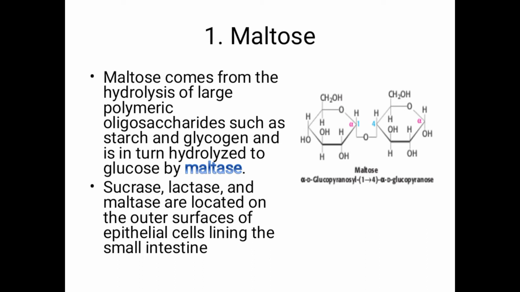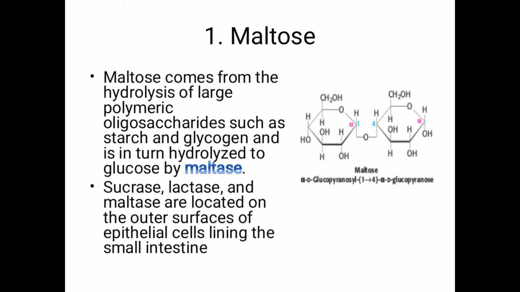Again, the second important point is that sucrase, lactase and maltase are located on the outer surfaces of epithelial cells lining the small intestine. So at least you should remember the structure and the different properties shown by maltose. It does not occur free in the body; it is hydrolyzed to glucose by the enzyme maltase. It shows mutarotation, it reduces Fehling's solution and Benedict's solution because it acts as a reducing sugar, and it forms osazone with phenylhydrazine.